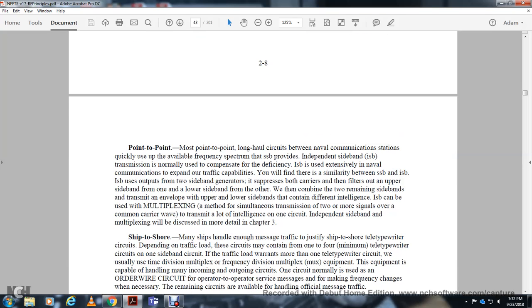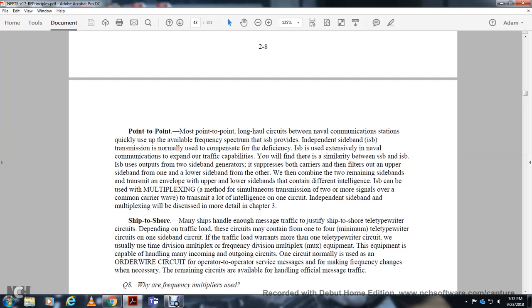All right, point-to-point. Most point-to-point long-haul circuits enable the communication station to quickly use the available frequency spectrum, single sideband, independent sideband transmission, which normally compensates for the differences of the independent sideband, but extensively enables the communication span with the traffic capabilities. You'll find that they're similar: single sideband, independent single sideband, independent sideband.